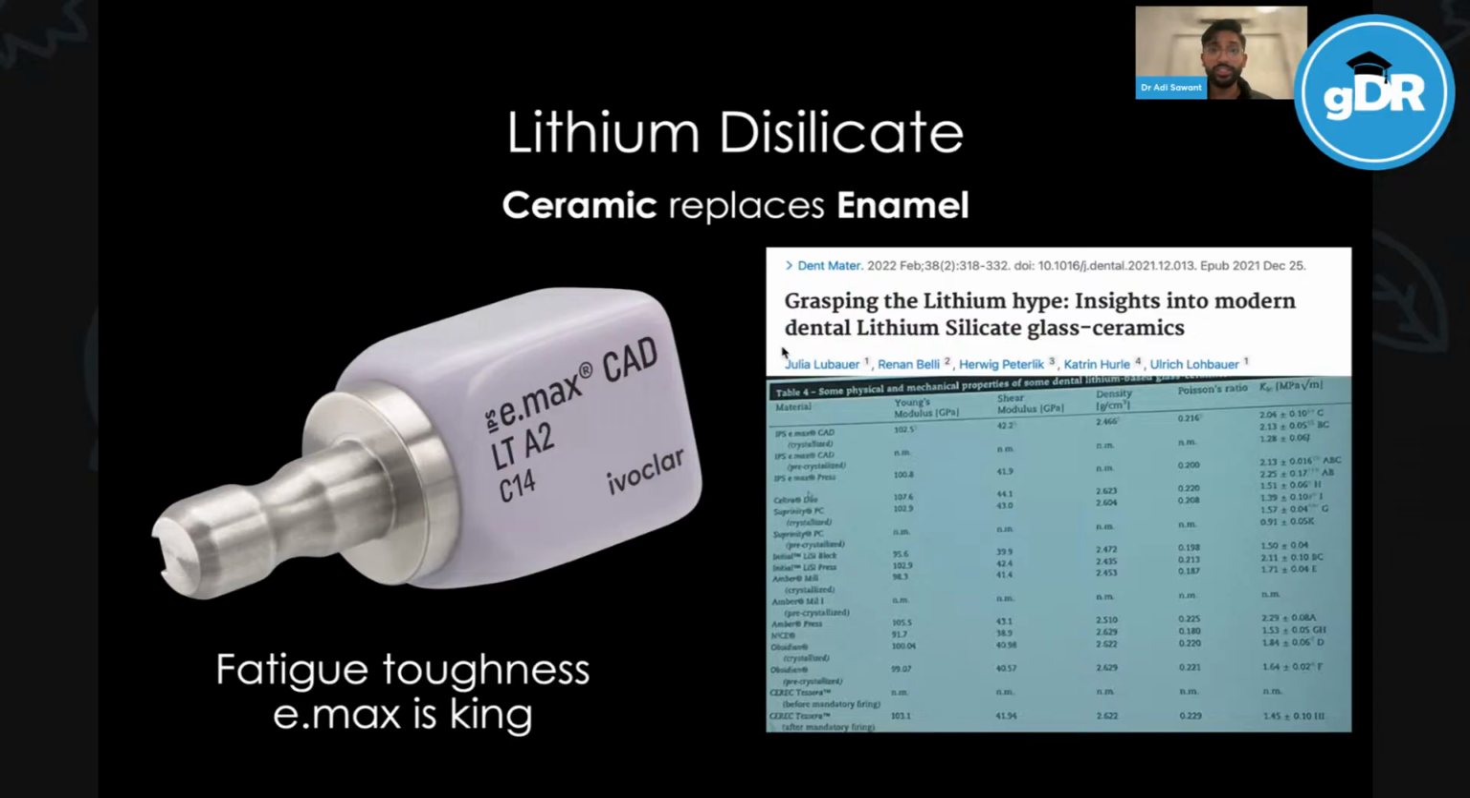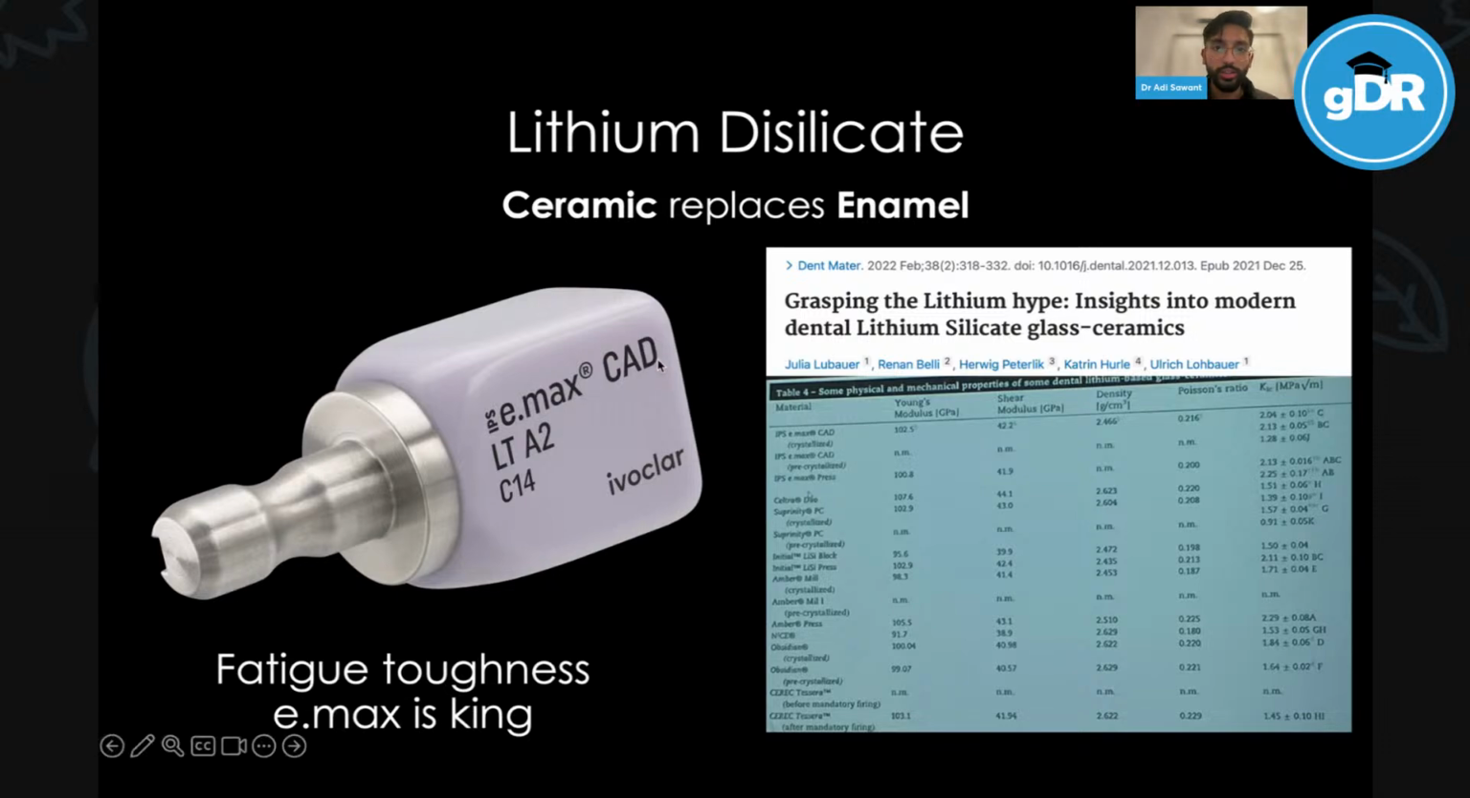Fracture resistance is a big thing thrown around, but fatigue toughness is the key metric. Fatigue toughness is the material's ability to resist crack growth under cyclic loading, to withstand crack propagation before failure. Cyclic loading means repeated load. That kind of feels like someone that's chewing and using their teeth constantly, right?